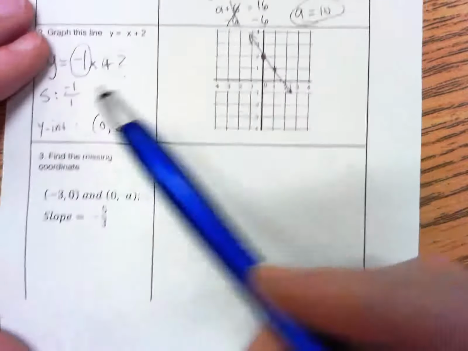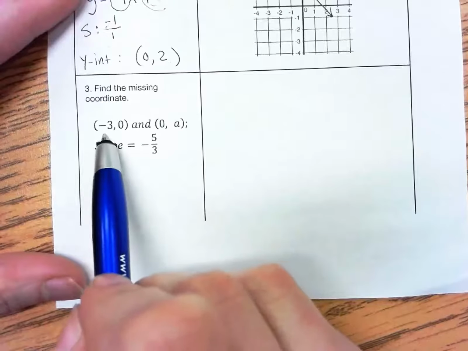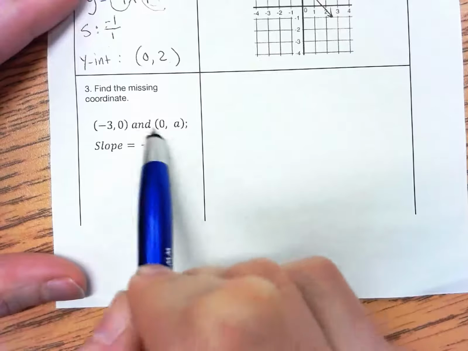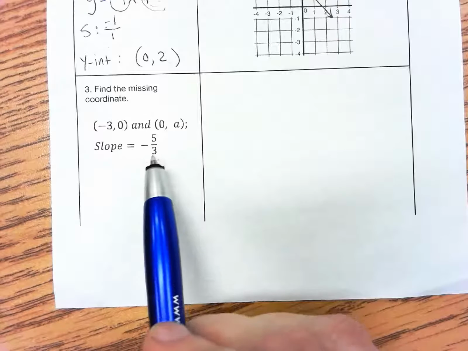This is question number 3 on geometry homework number 2. The question says find the missing coordinate, and then it gives us 2 ordered pairs and 1 slope. It's a fractional slope, which we didn't talk about in class, but it's actually not that hard.